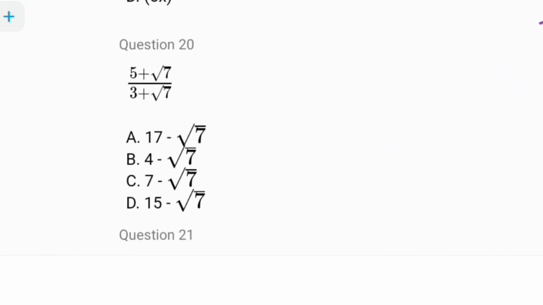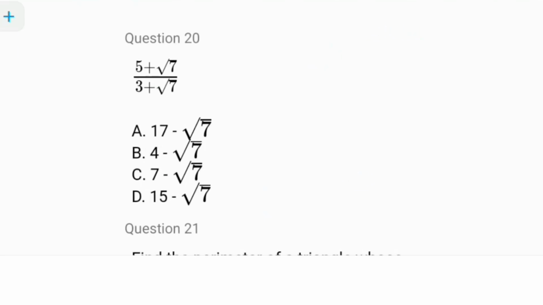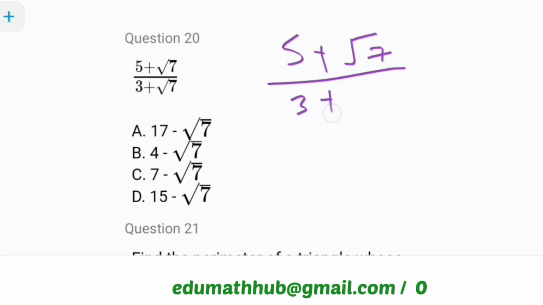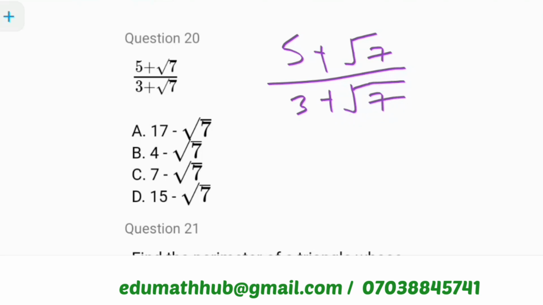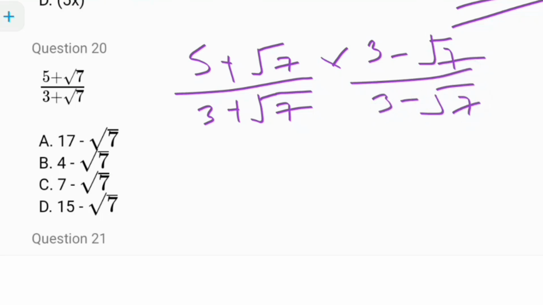Okay, let's move on. For this next one, you have to evaluate or simplify (5 plus root 7) over (3 plus root 7). So just use the conjugate. The topic is surds. You multiply the fraction by the conjugate of the denominator. So you multiply this by (3 minus root 7) over (3 minus root 7). Minus, because what you have here is plus, so you have to use the opposite.